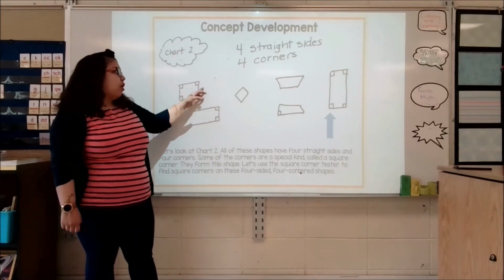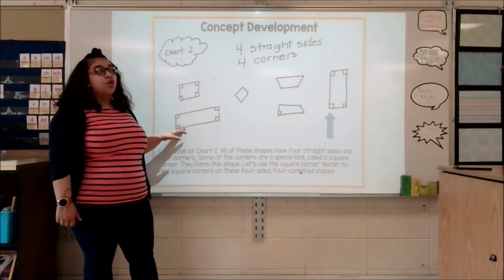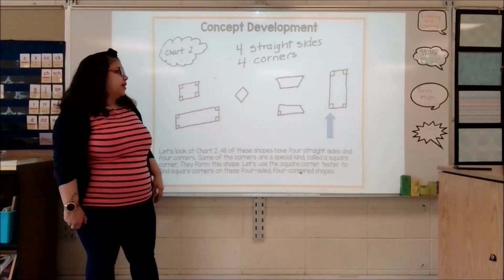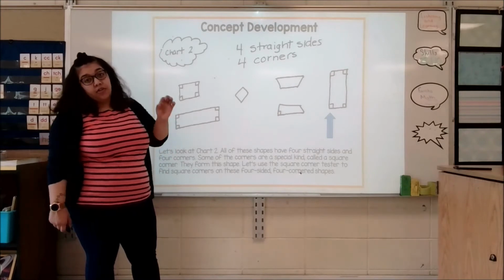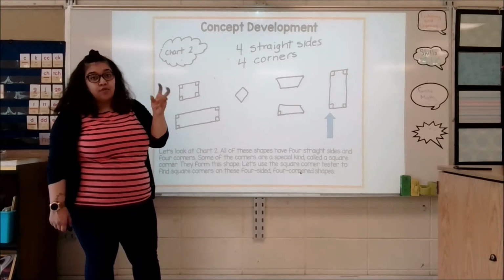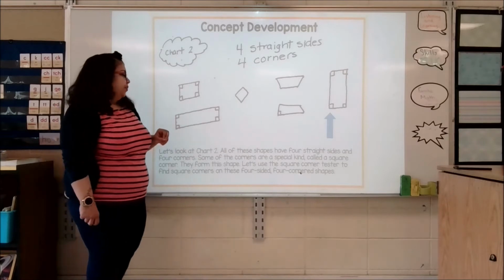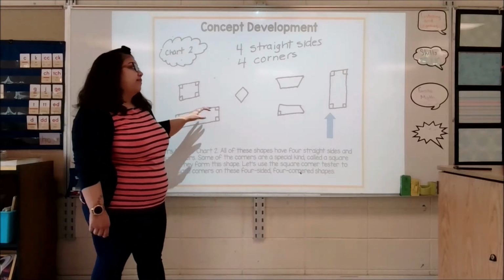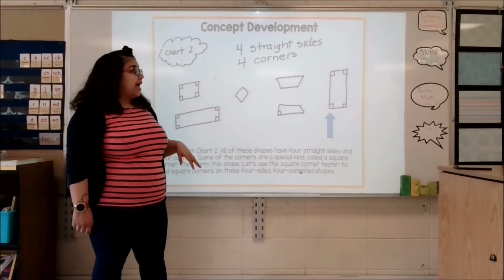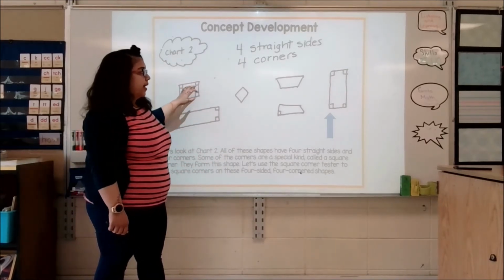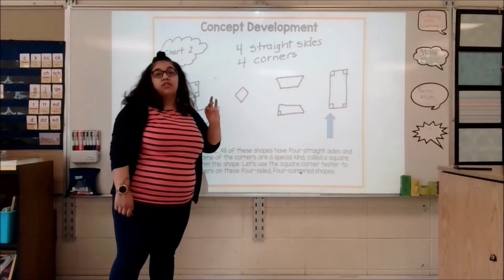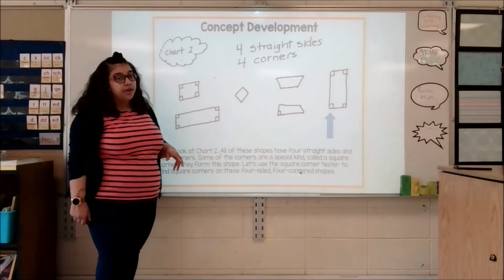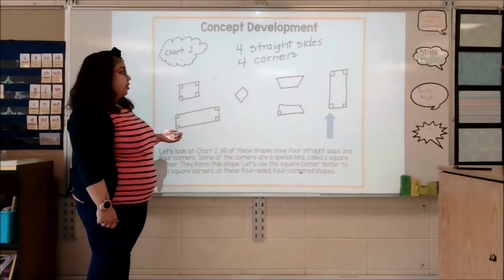In those cases, all 4 corners, so 4 straight sides and 4 corners, form perfect square corners. So yes, these are all shapes that have 4 straight sides and 4 corners. It does not need to be exactly a rectangle or a square. As long as it has 4 straight sides and 4 corners, it can be in this shape group.